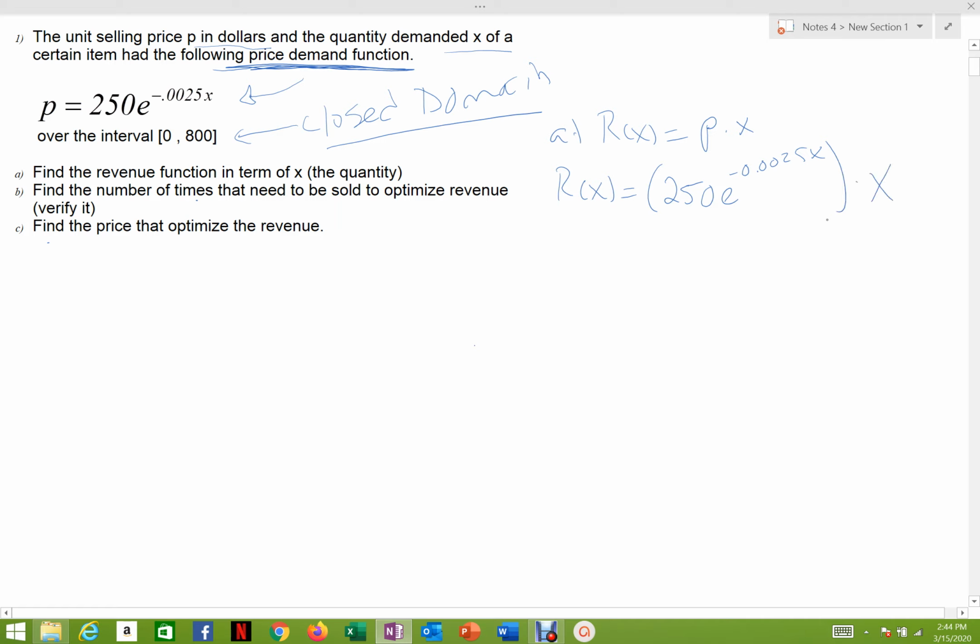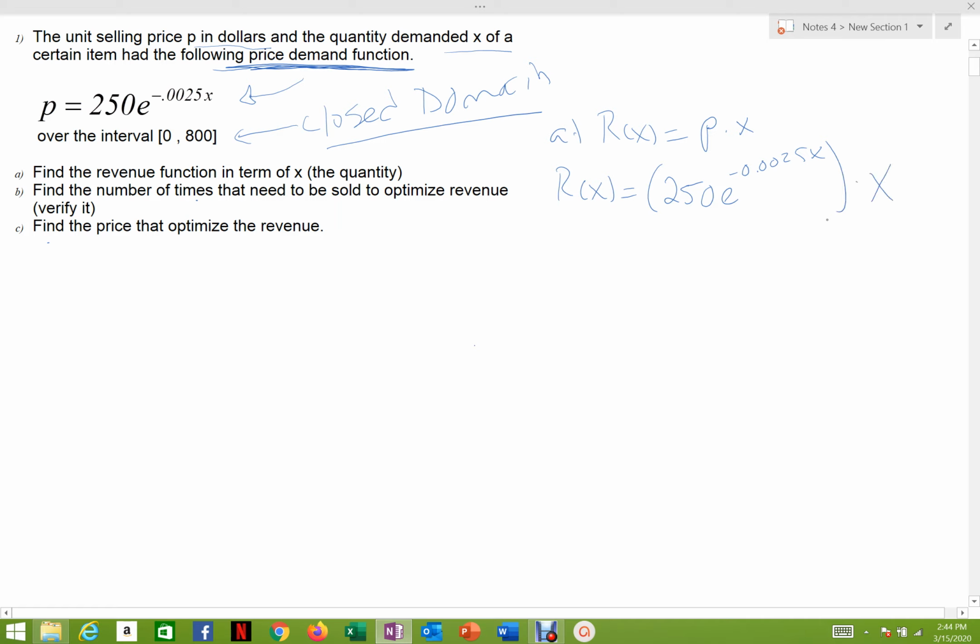I have a closed domain, 0 to 800, which means I need to find any critical values on the given domain, meaning any critical values between 0 and 800. Again, nothing new. The new part is how I will go find these.